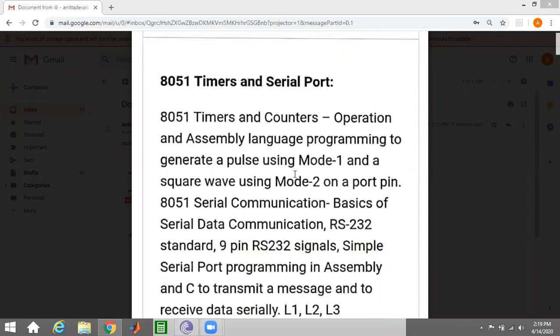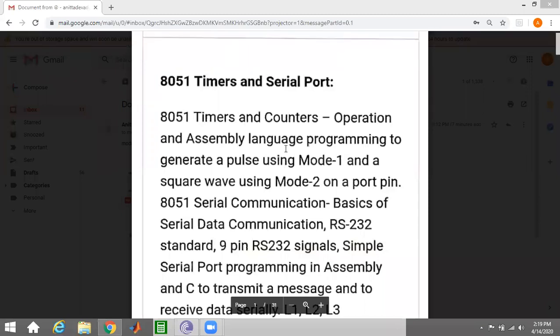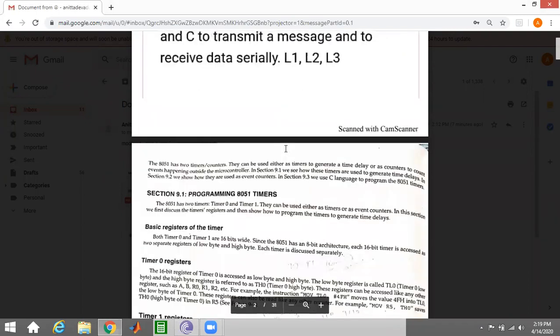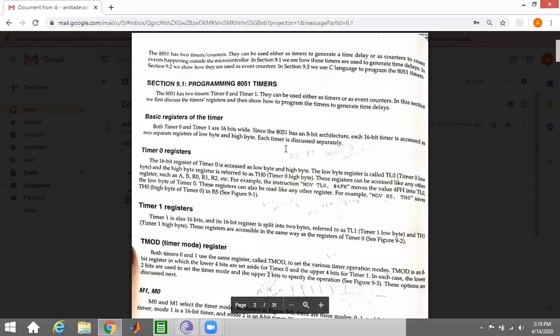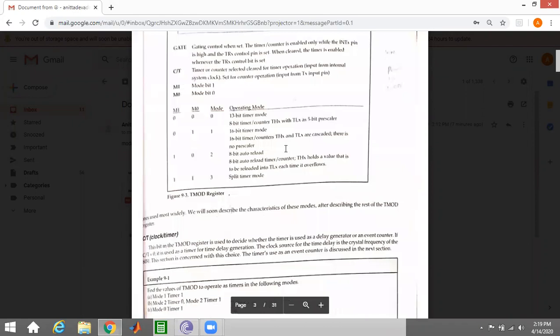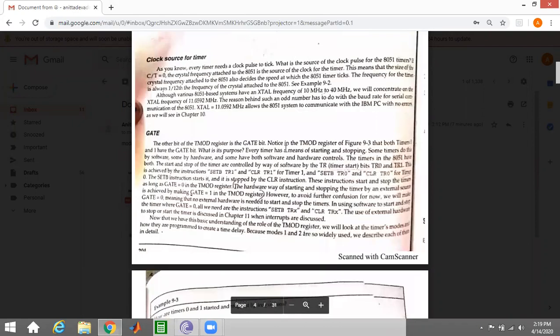Yesterday we studied the timer part. Today first we will go for the serial data communication part, and then we will come back to the counter part. This is yesterday's notes, timers. All this we have seen yesterday.